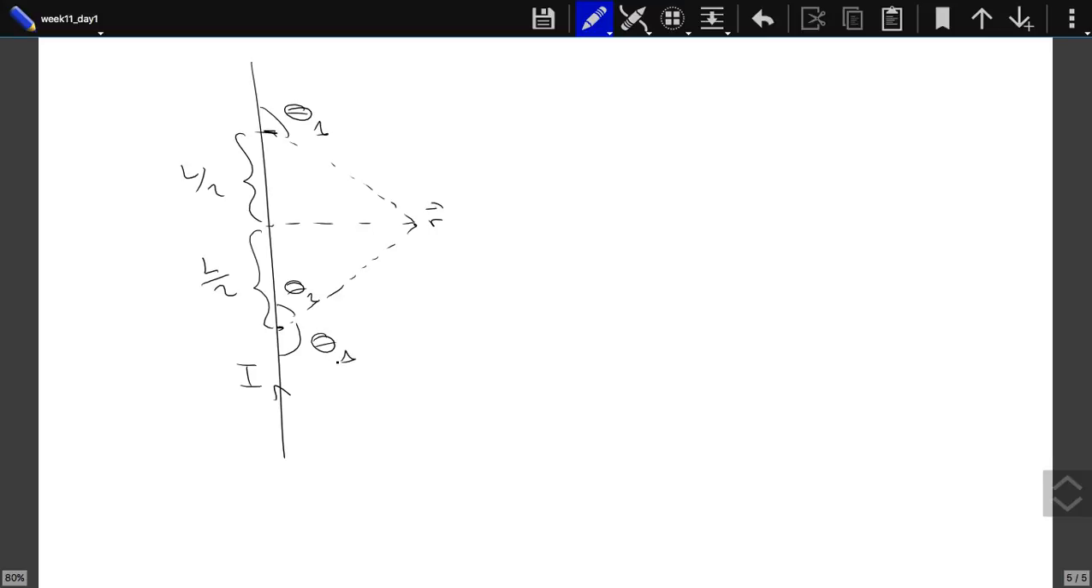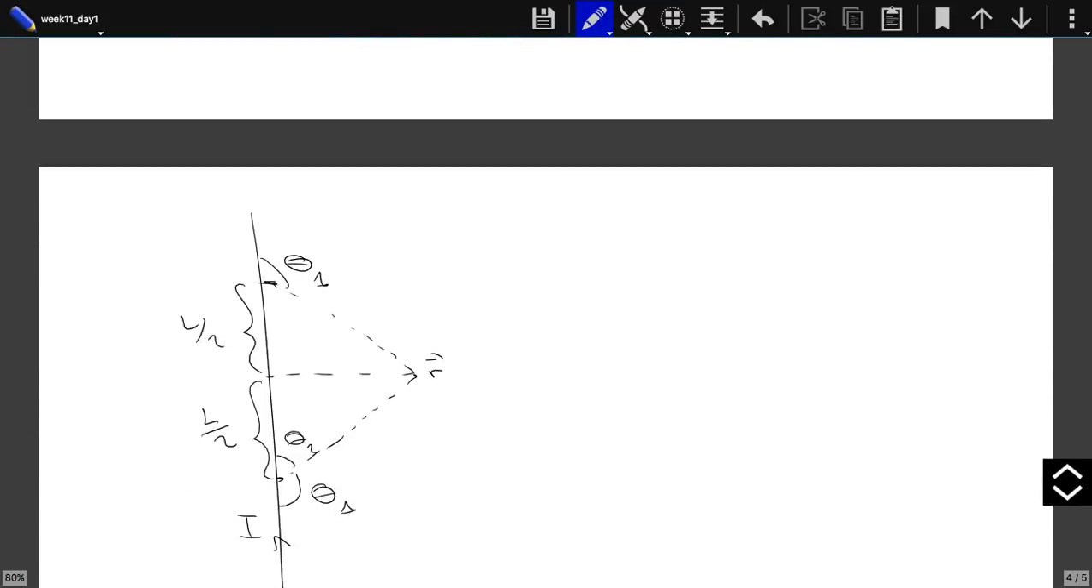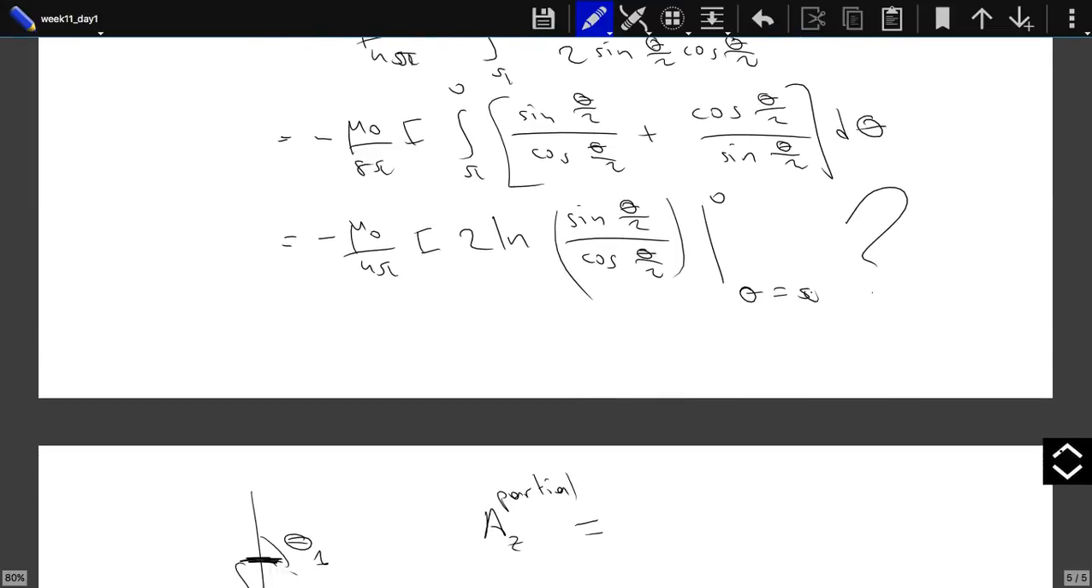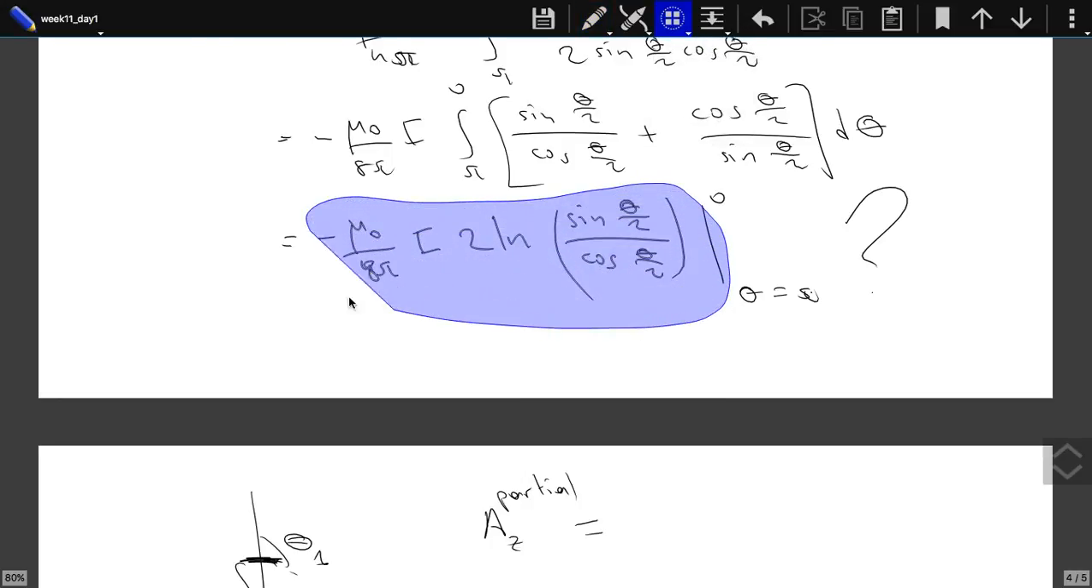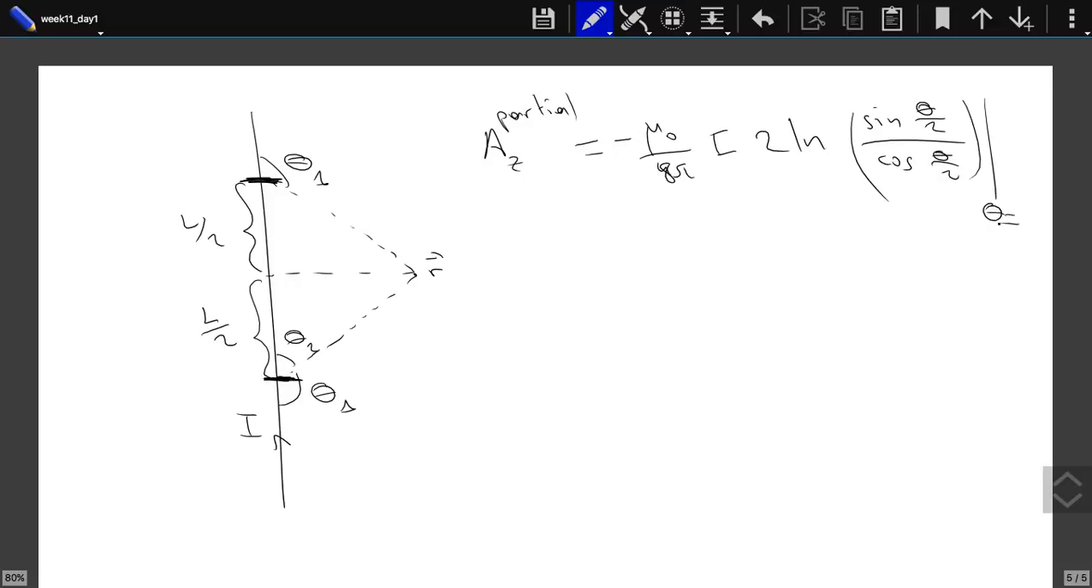Then when you go back to this expression over here, the limits are not from pi to 0, but from theta 1 to theta 2. I just consider this finite segment, the contribution to the vector potential from that segment only. A_z, let's say partial, will be equal to, well, everything we did is basically the same. This is 8 pi. The only difference being theta goes from theta 1 to theta 2. Do you agree?